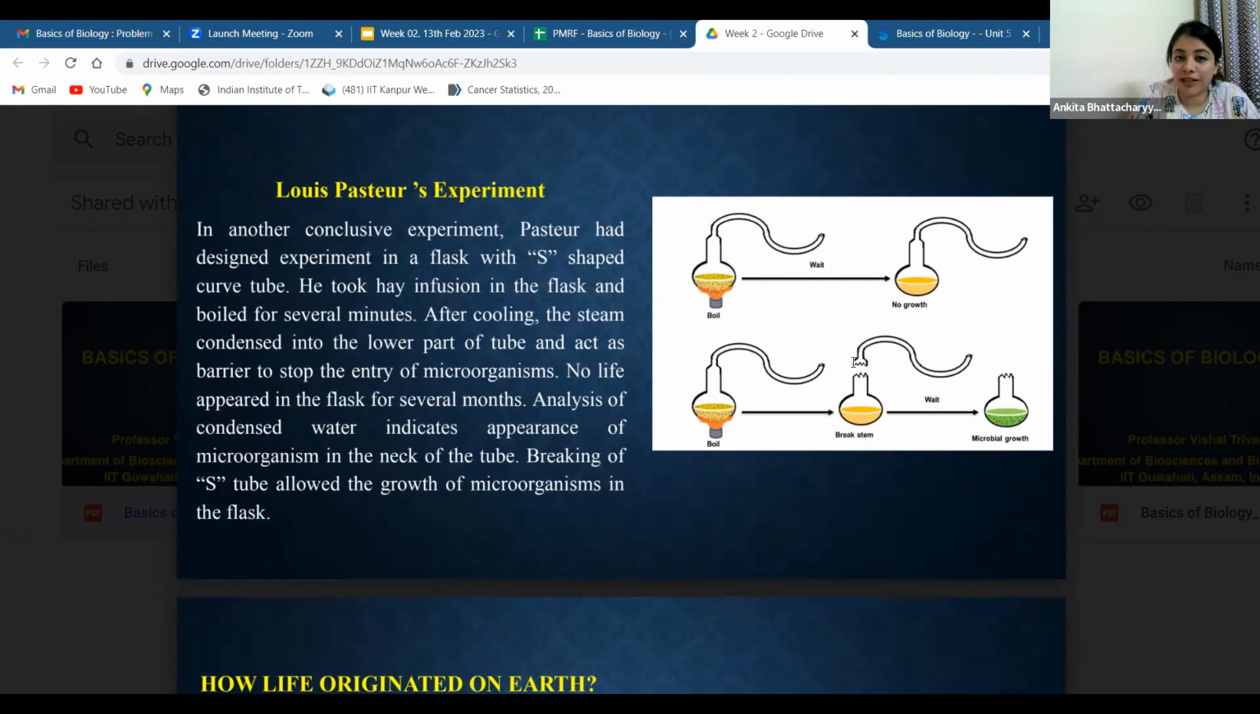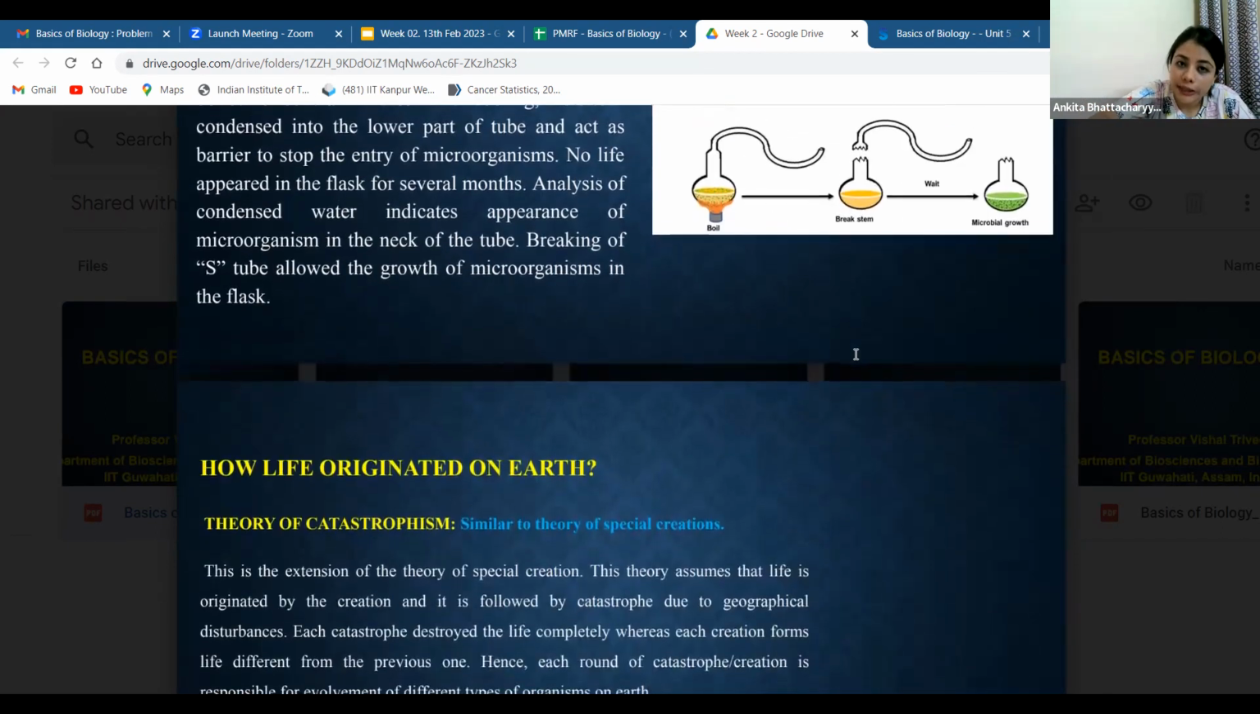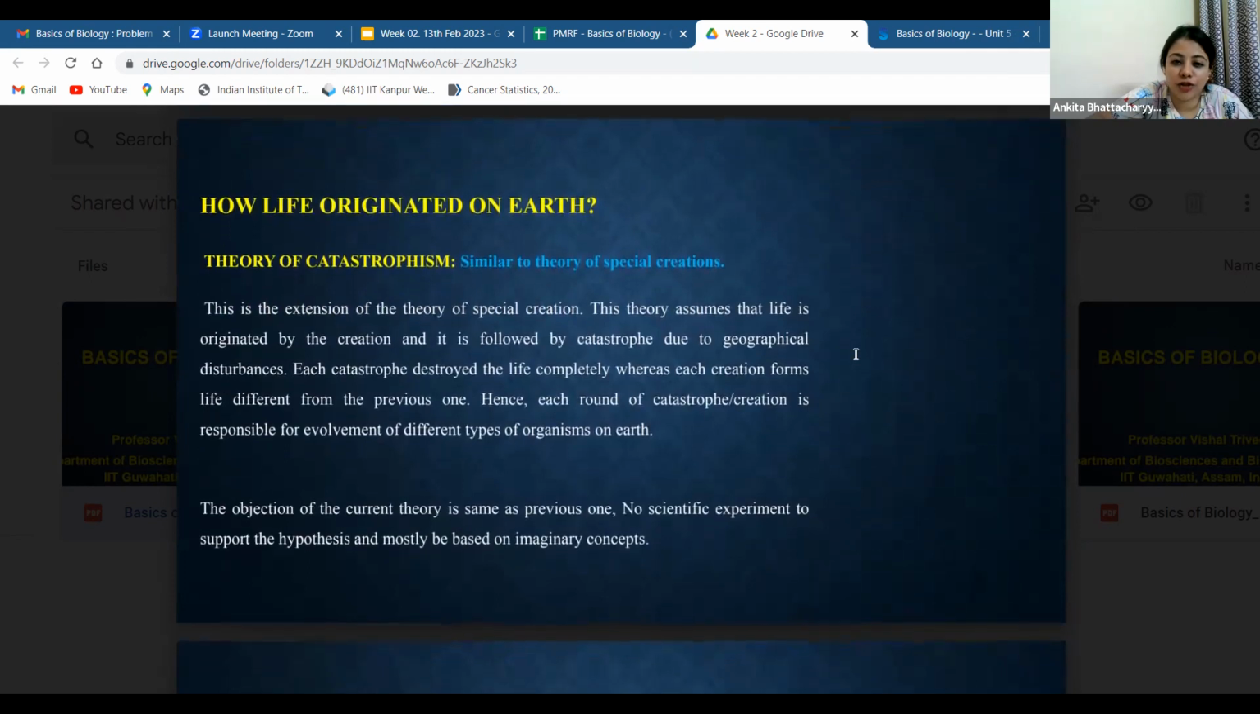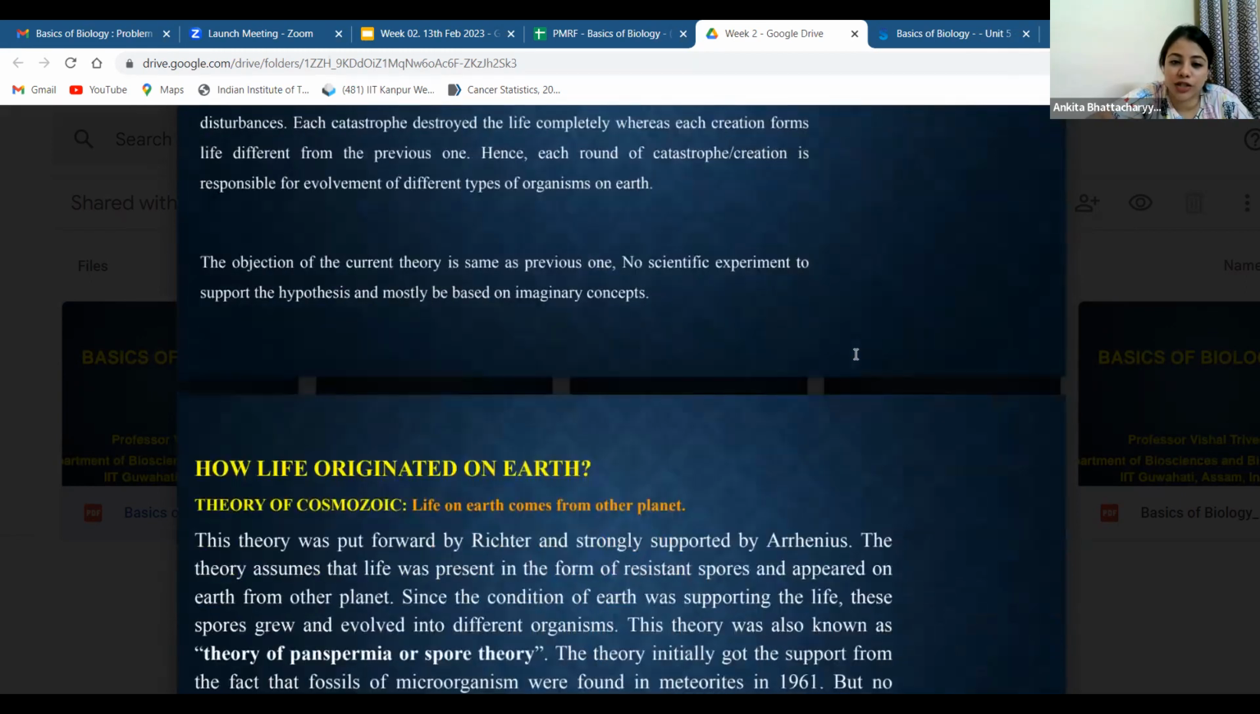Only when it was broken off and there was air which could access the broth inside could you actually find microorganisms growing. Therefore, he showed that it was not spontaneity, but something else. Some pre-existing life is giving rise to new life, and so he disproved this previous theory. Then came the theory of catastrophism, and obviously it was disproved as well.